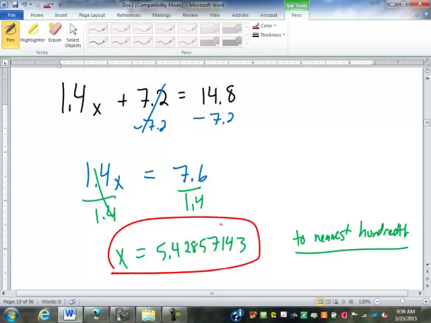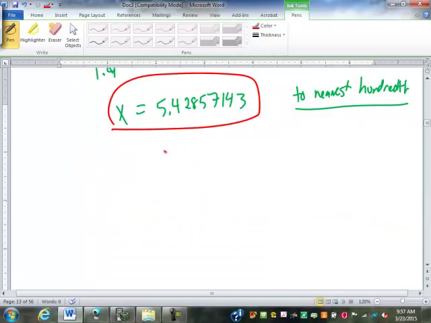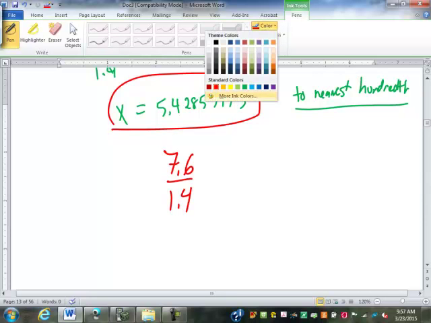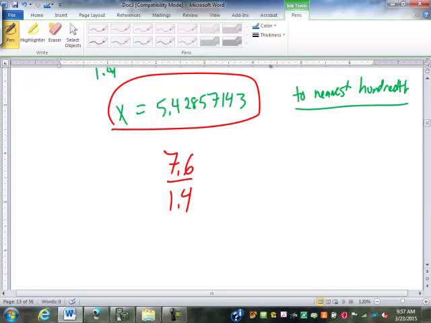But what if it didn't? What if it did want this to a fraction in this case? How would you do that? Well, we got 7.6 divided by 1.4. I purposely write it that way because it looks like a fraction. And we've discussed this a few times. A division problem and a fraction are interchangeable. So 7.6 divided by 1.4 can be treated as 7.6 over 1.4.